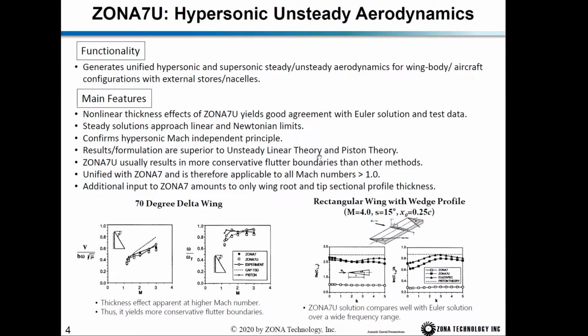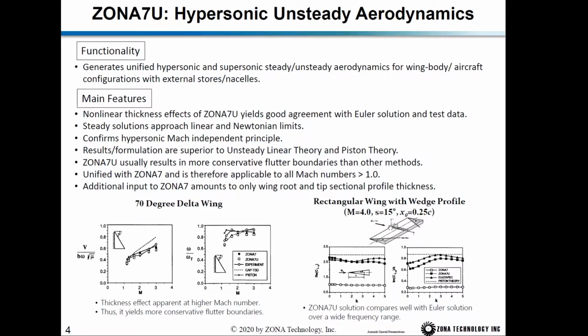So to use Zona 7U, you must include airfoil thickness, and we have validated Zona 7U with wind tunnel measured flutter boundary, and also the CL alpha at Mach number 4 and at various reduced frequencies. In this example, this is a 15-degree wedge airfoil, and the wing is a rectangular wing with a large wingspan, so the tip effect will not influence the CP at the center of the wing.